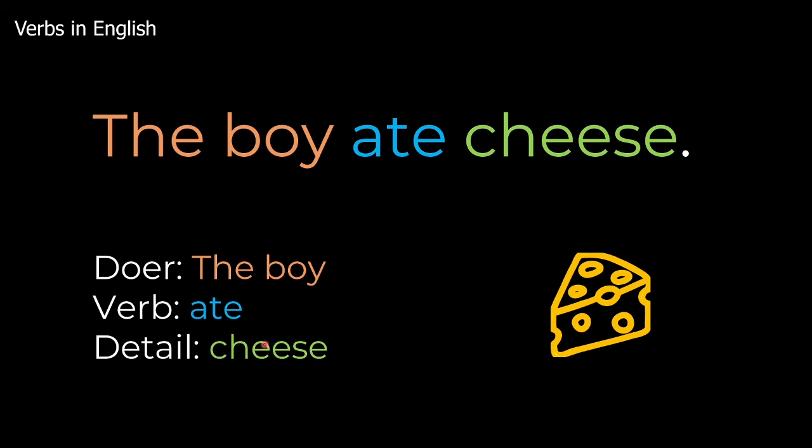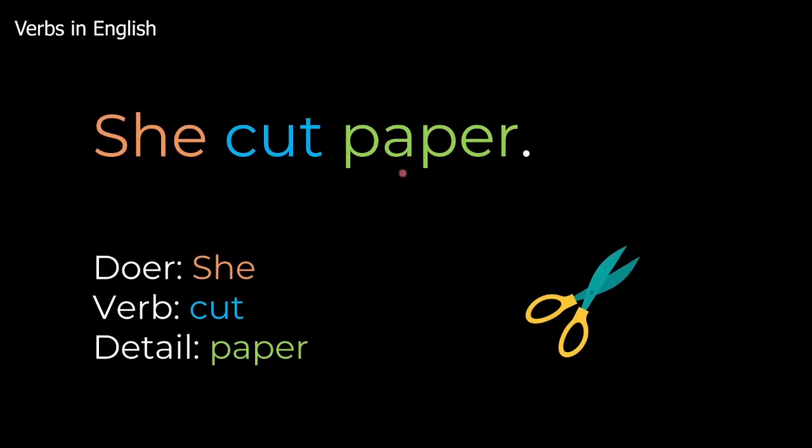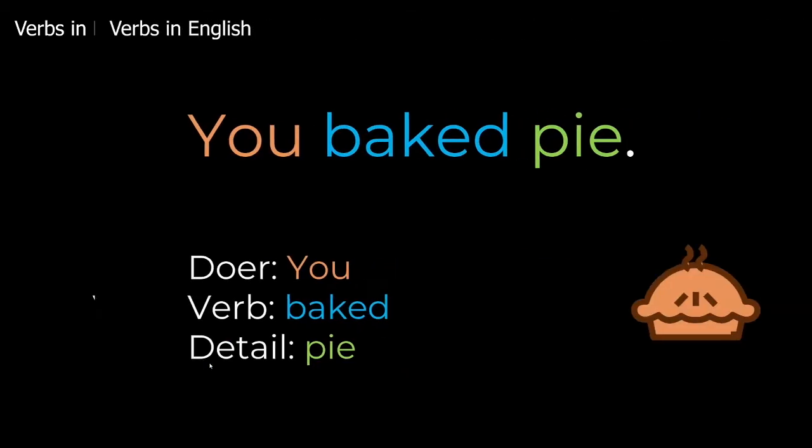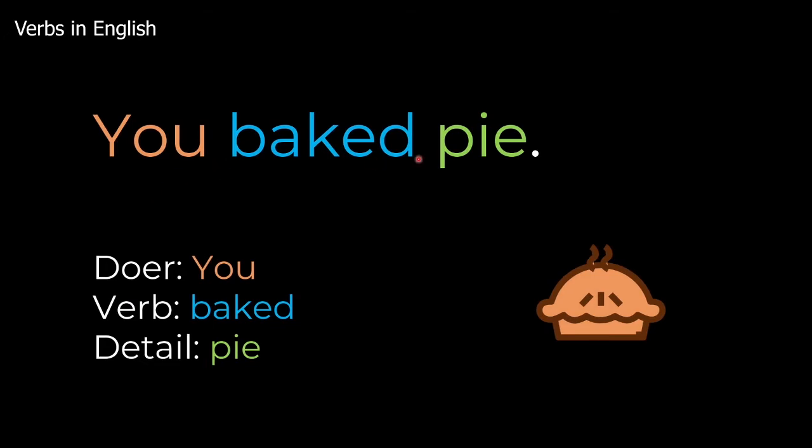So let's go over a few examples. She cut paper. The doer is she, the verb is cut as that's the action, and the detail is paper. And again, you baked pie. The doer is you, the verb is baked, and the detail is pie.